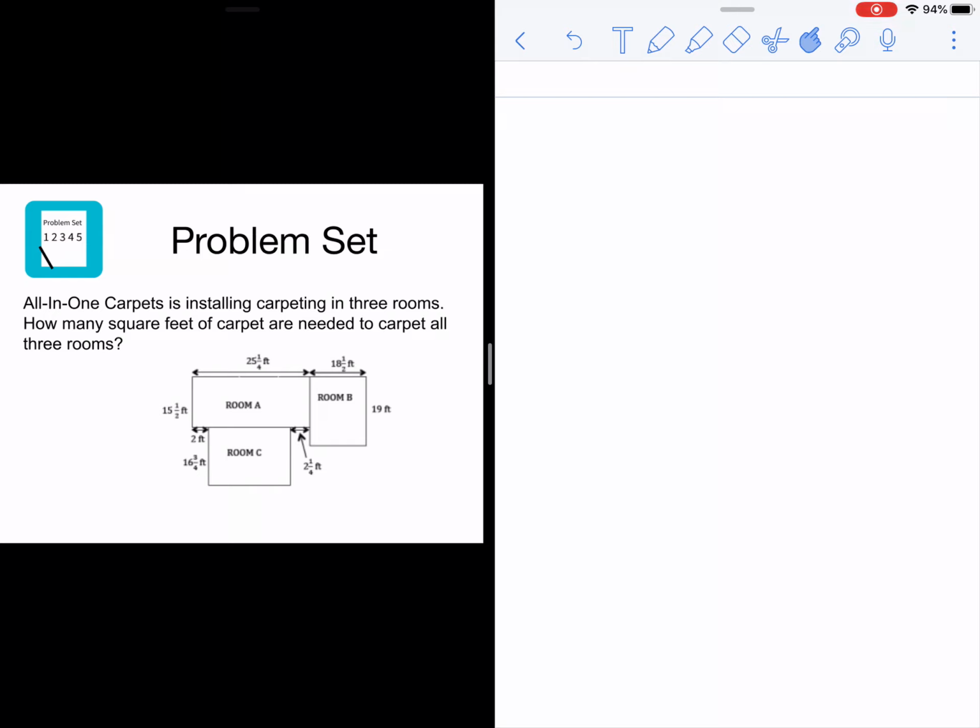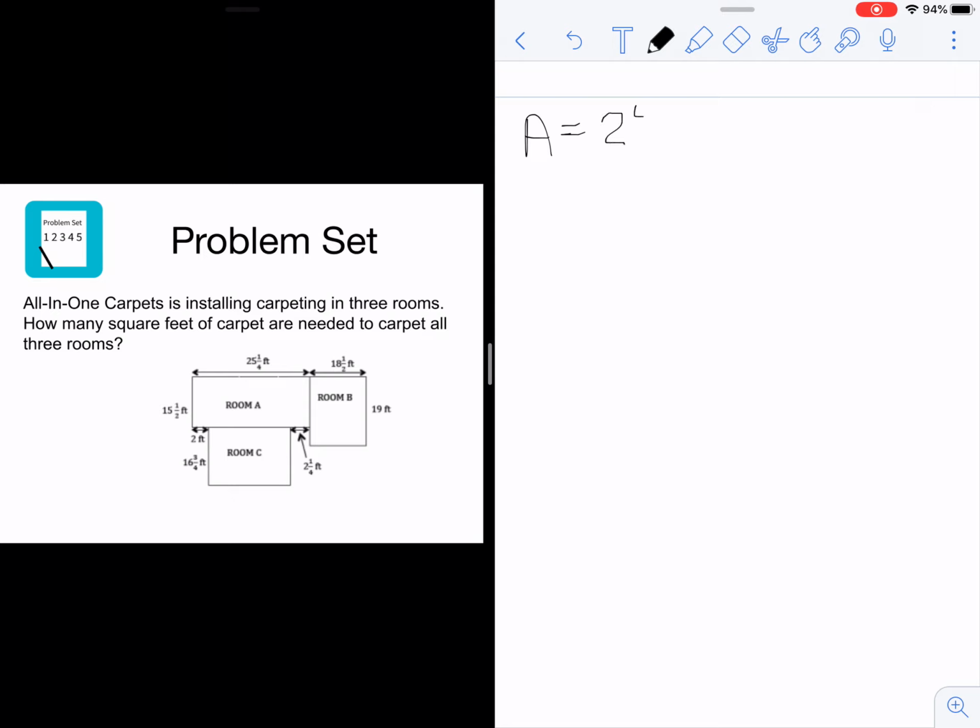So here we go. All-in-One Carpets is installing carpeting in 3 rooms. How many square feet of carpet are needed to carpet all 3 rooms? So you have to know the dimensions of all 3 rooms. So room A. And then you add them together, right? So room A, what are the dimensions, everybody?